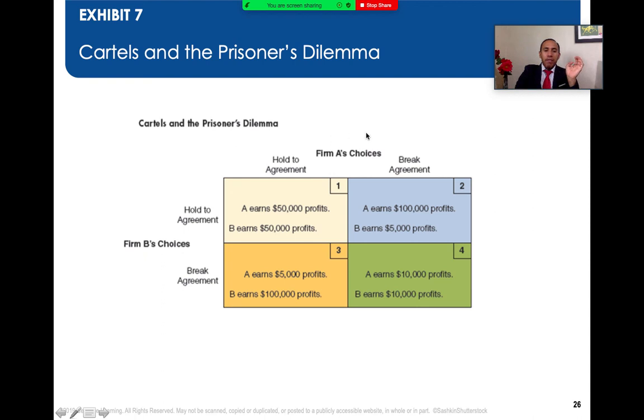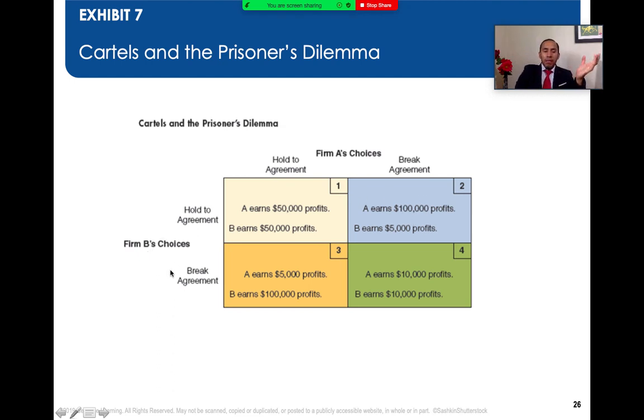If firm B and firm A have a disagreement and firm A chooses to break the agreement and not cooperate, firm A is going to make $100,000. They have the incentive to make $100,000. And firm B is going to end up worse and only make $5,000 because firm A took the majority of it. Quadrant 2 is when one firm does not cooperate and the other one does. The firm that cheats or does not cooperate is the one that is going to take more because it's at the expense of the other.